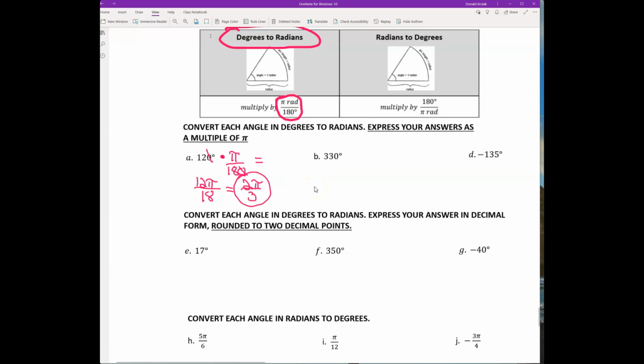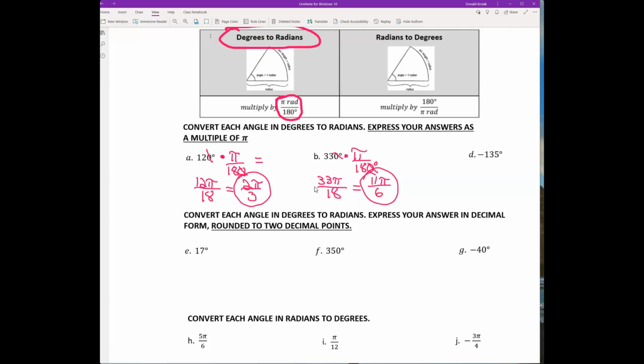Okay, 330 degrees. So I'm going to multiply that. I'm going to go degrees to radians. Again, I can divide by 10. And I have 33 pi over 18. And now I can divide both of those by 3 and end up with 11 pi over 6.